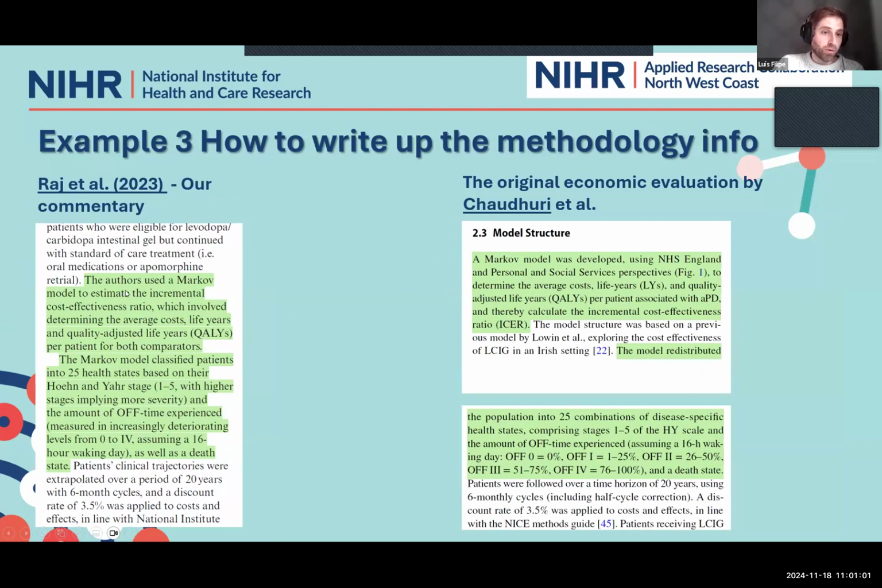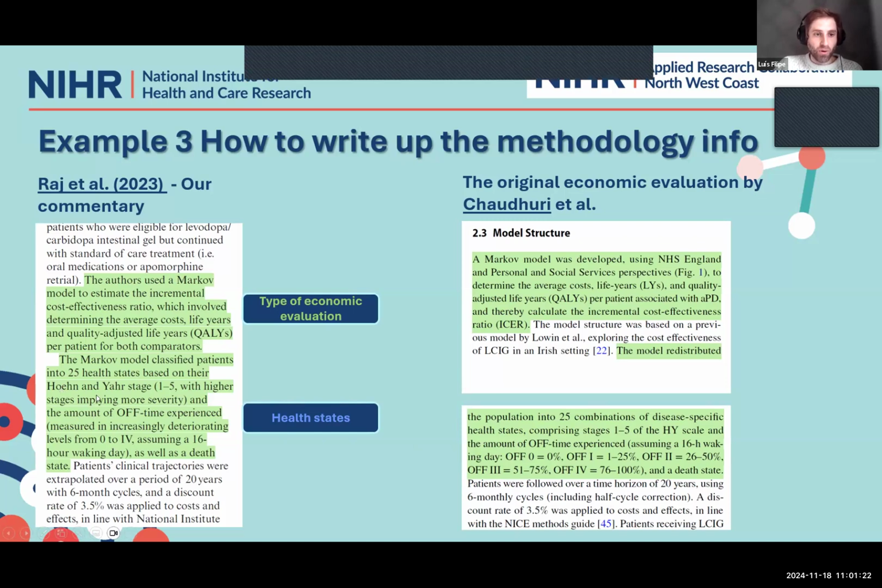Now, what you can see on the left, what we did. The authors used the Markov model to estimate the incremental cost effectiveness ratio. You can see how we did it. So we have the type of economic evaluation. You can see here that we are referring to the states, the amount of off-state that they spend, and the severity, which is the HY that we were seeing. Again, here you can see the type of economic evaluation in the first part, and again, the states, the part talking about this HY scale, and the part talking about the off time of the patients.